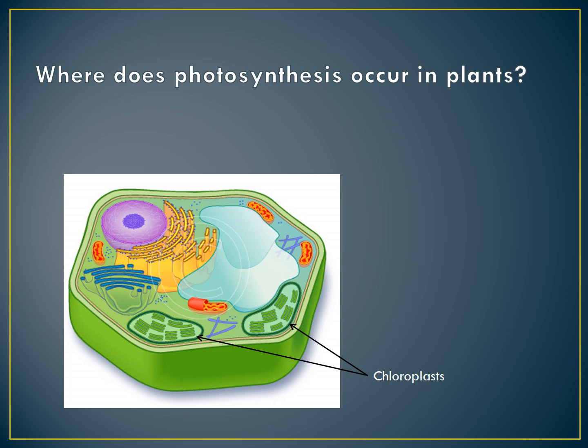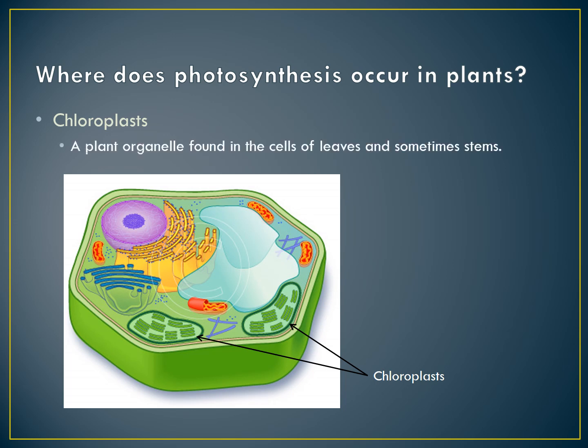Where in plants does photosynthesis occur? Photosynthesis occurs in specialized cellular organelles called chloroplasts, and they are going to be found principally in the cells of leaves and sometimes in the stems of plants as well.